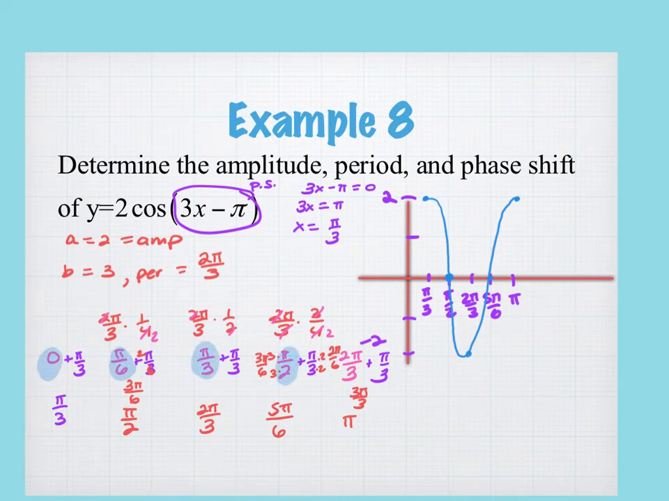Take the 0 at the front and the period at the end, which was 2 pi over 3. There's a phase shift this time, so if I set that parentheses equal to 0 and solve, I get a positive pi over 3.